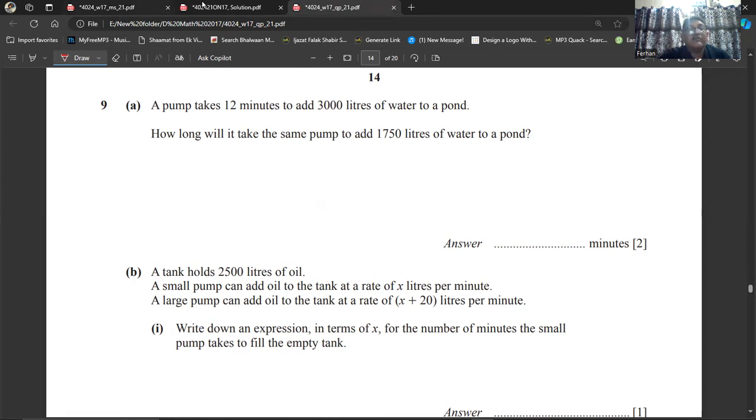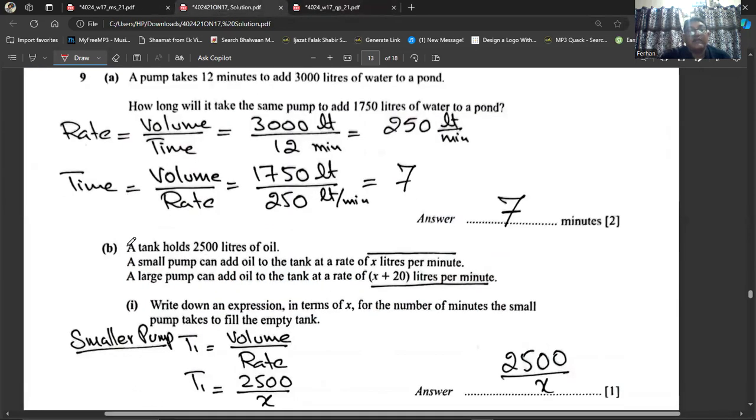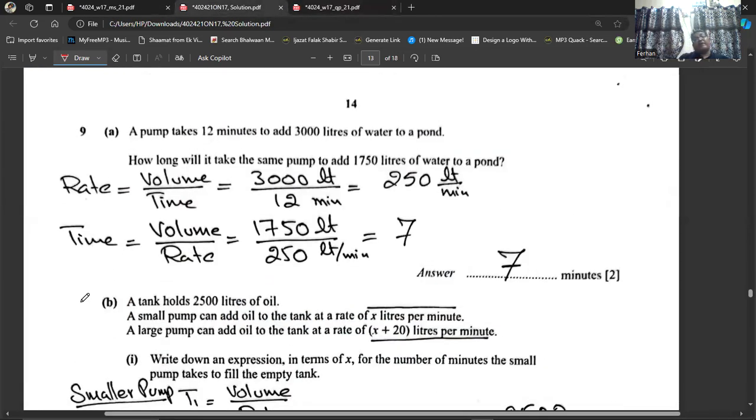So the rate is equal to the volume divided by the time. So the rate is volume divided by time. So it is 3,000 liters divided by 12 minutes. So it is 250 liters per minute. In 1 minute, 250 liters of water is being added. So the time taken for the same pump to add the water, okay, is the volume divided by the rate.